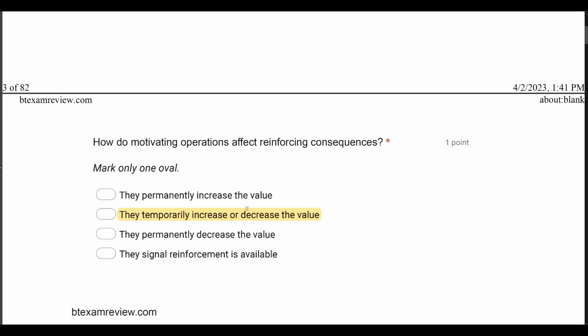And now that's a very technical way to look at MOs because that's what it does. Okay. When you're learning motivating operations, just try to think of it as makes me want something or makes me not want something because it's increasing or decreasing the value of something temporarily. And then signaling reinforcement is available. What does that? Well, an SD, a discriminative stimulus.